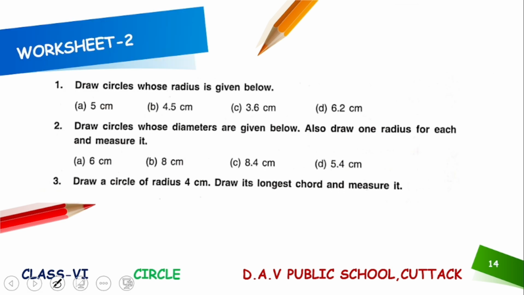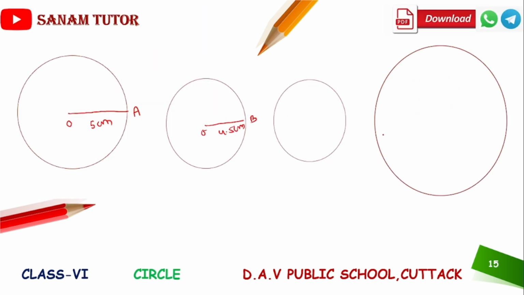Next one is 3.6 centimeter. So draw again 3.6 centimeter, OP. Again the radius is 6.2 centimeter. So write down 6.2 centimeter. Okay, this is P and R.